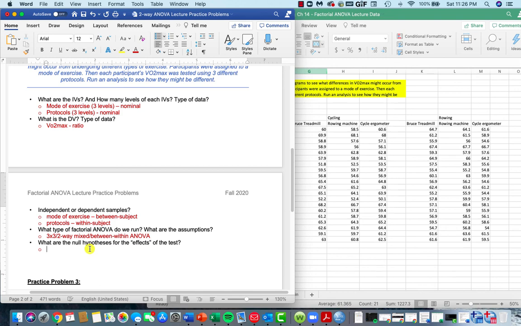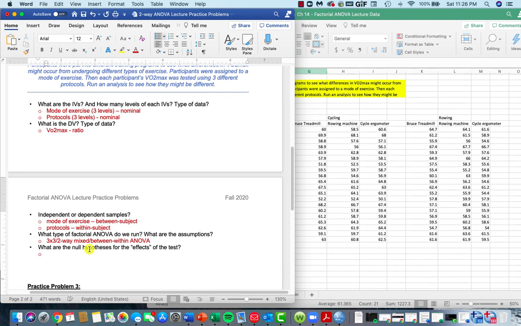And then we have to look at what the null hypotheses are for the effects of the test. So again, 2-way ANOVAs have 3 main effects. We're going to have our main effect of mode of exercise. So basically saying that mode of exercise has no significant effect on VO2 max. We're going to have a main effect of protocol, and that's basically saying that protocol has no significant effect on VO2 max, kind of regardless of the type of exercise people went through.